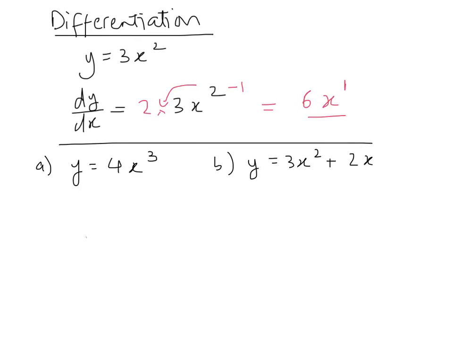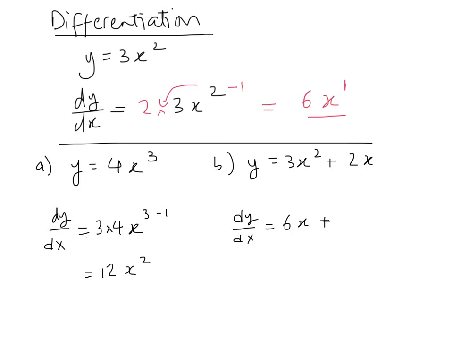Right, so the solution to this is, we'll write down dy over dx equals, the power comes down, so we get 3 times 4x, you take 1 away from the power. So I'm writing all my working out here, because this is probably a method mark that I'll pick up in the exam. And we've got 12x squared. Okay. Similarly here, we've got dy over dx equals 6x plus 2.